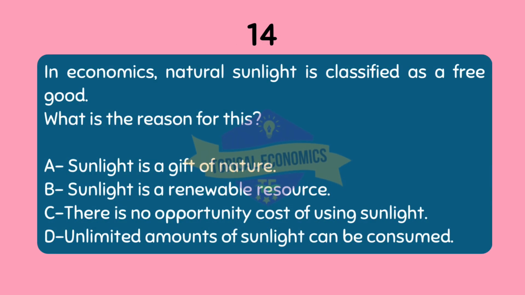In economics, natural sunlight is classified as a free good. What is the reason for this? A. Sunlight is a gift of nature. B. Sunlight is a renewable resource. C. There is no opportunity cost of using sunlight. D. Unlimited amounts of sunlight can be consumed. This question is from year 2018 May-June version 2 paper. The correct answer for this question is Option C. There is no opportunity cost of using sunlight.